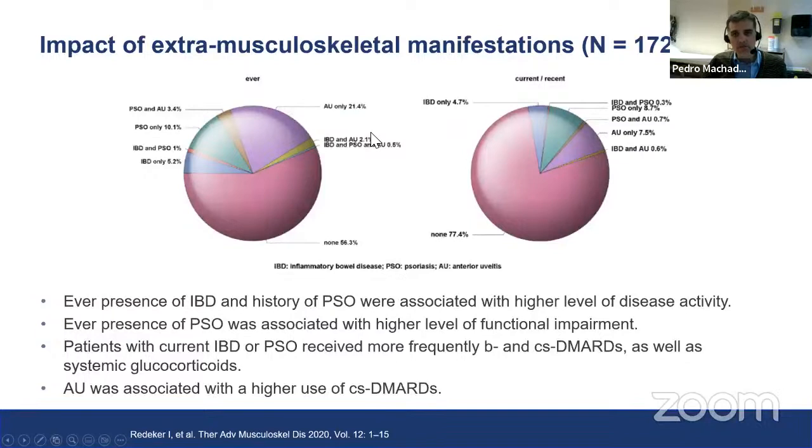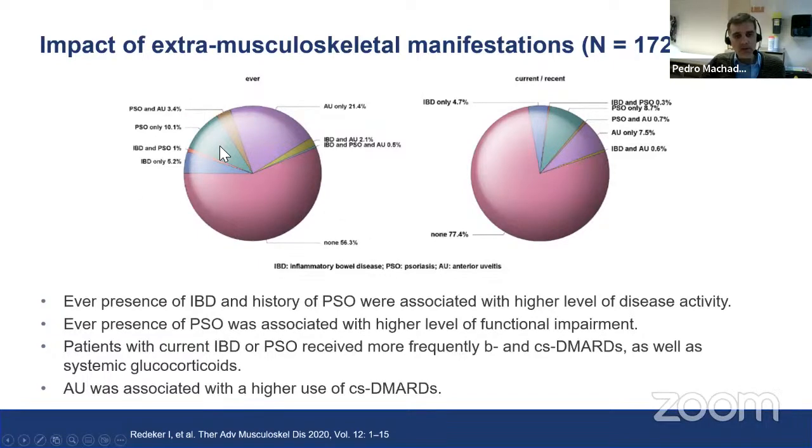And more recently, colleagues from Germany looked at insurance data, and they found figures that are very similar to the ones that I've shown before, with the prevalence of uveitis around 20%, psoriasis around 10%, inflammatory bowel disease around 5%. And obviously, this also depends on how you define the presence of extramusculoskeletal manifestations, because you could think about psoriasis, uveitis, or inflammatory bowel disease ever, or at that specific point in time.